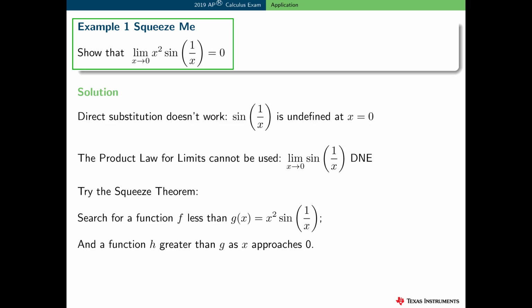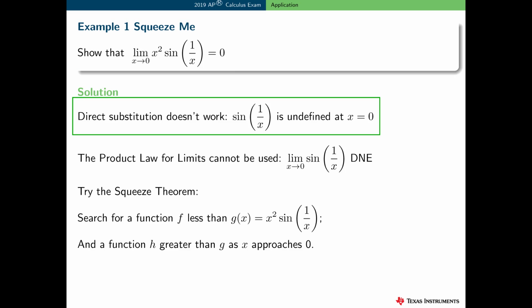Let's show that the limit as x goes to 0 of x squared times the sine of 1 over x is equal to 0. Now this takes a little bit of problem-solving skill to realize that we can solve this problem using the squeeze theorem. The first thing we often try in order to solve a limit problem is direct substitution. But that doesn't work here, because the sine of 1 over x is undefined at x equals 0.